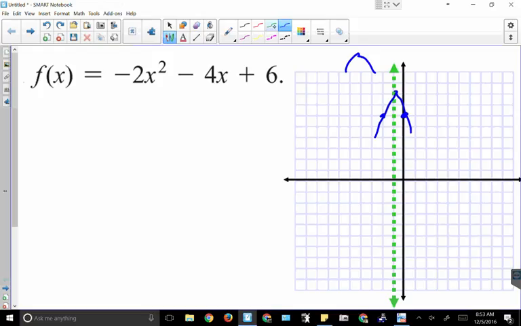So I'm going to look at factoring this thing. Could I factor out a -2 all the way through this thing? So that would give me x squared plus 2x plus 3. Would you agree?